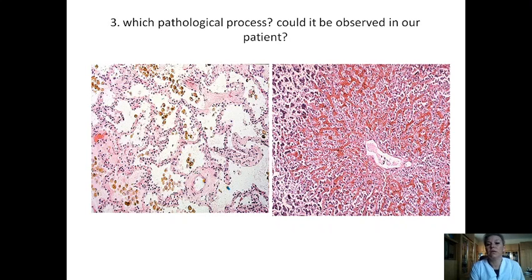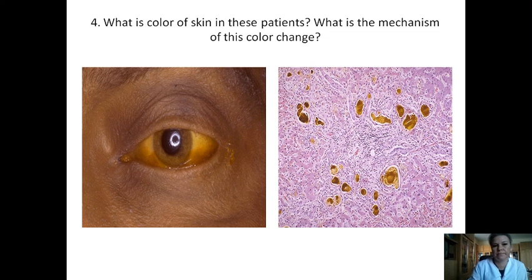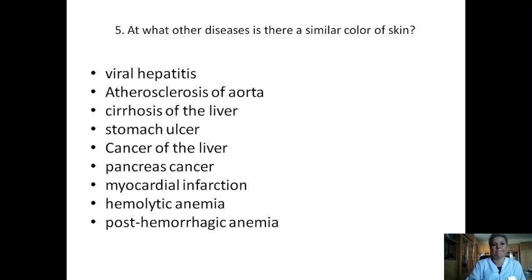Look, in those pictures, you can see several pathological processes in the lungs, left side, and the liver, right side. Which processes can we see? Which color of the skin does this patient have, and which is the mechanism of this color in the skin? Please think. In what other diseases is there a similar color of the skin?